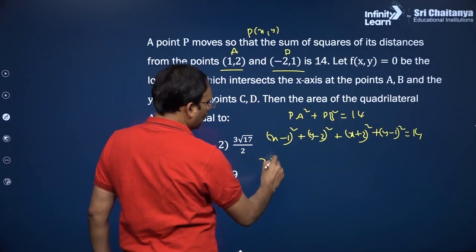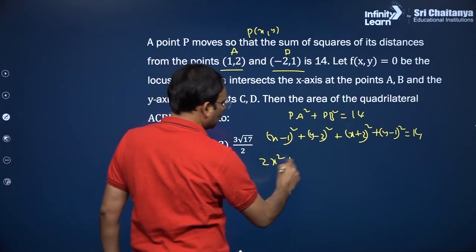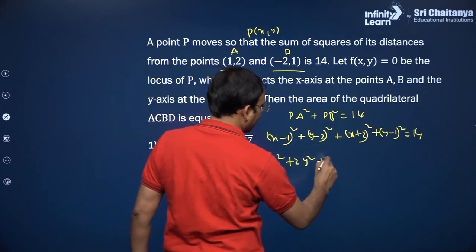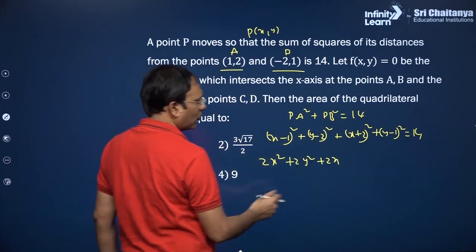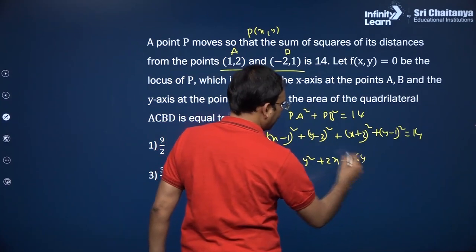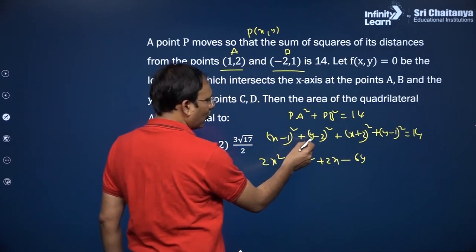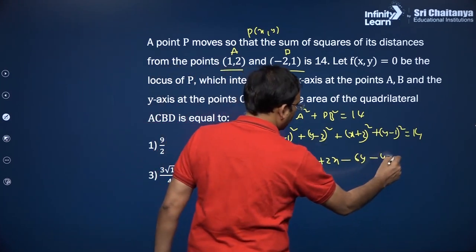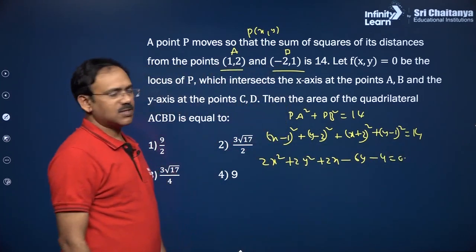That means, friends, 2x square plus 2y square, here minus 2x, here plus 4x will become 2x, here minus 4y, minus 2y will become minus 6y, here you see 4, 1, 5, 5, 10 minus 14 is minus 4 equal to 0. This is the locus of the point.